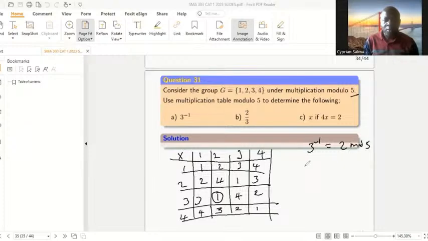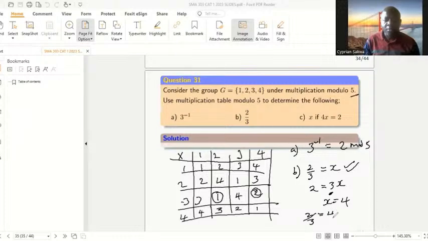What about 2 over 3? Let's call it x. So when you cross multiply, you get 2 is 3x. So you want to find x. x is that number which, when multiplied by 3, gives us 2. The number which, when multiplied by 3, gives us 2 is 4. So x is 4. In other words, 2 over 3 is 4.